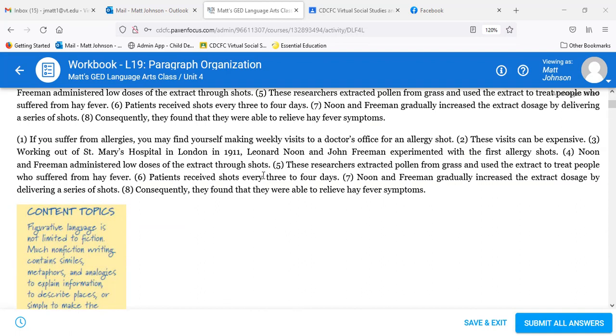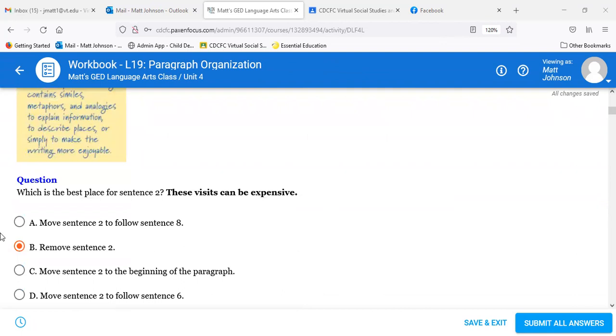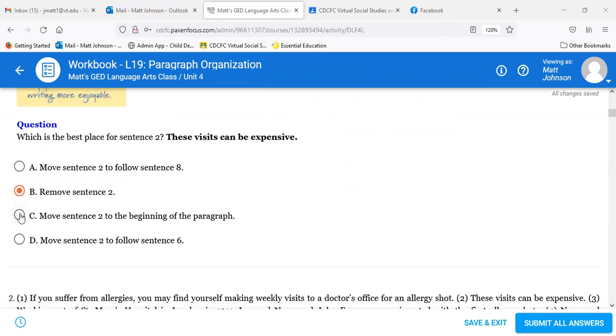Then we start talking about the origins of allergy shots. We talk about Noon and Freeman experimenting with allergy shots, research on allergy shots. Nothing more about cost, nothing about insurance, nothing about anything else related to the expense of treating allergies. So that one sticks out a little bit once you read the rest of the paragraph. So always stop and think, does this sentence fit if you're presented with that remove option? All right, so B as in boy for number 1.